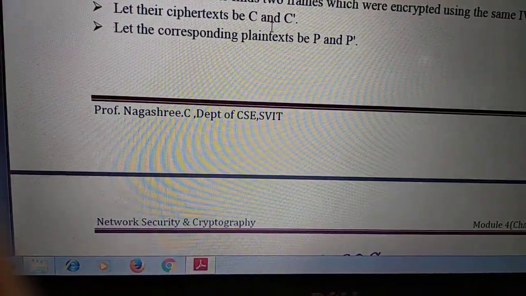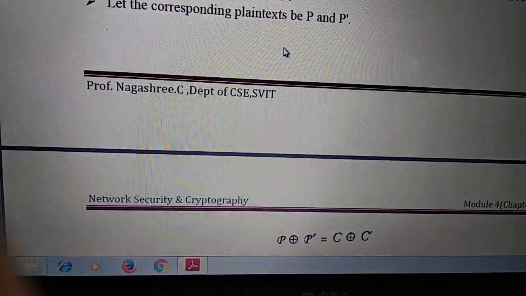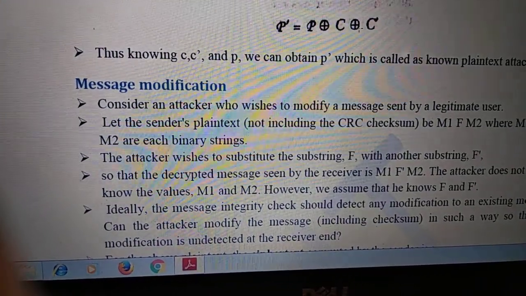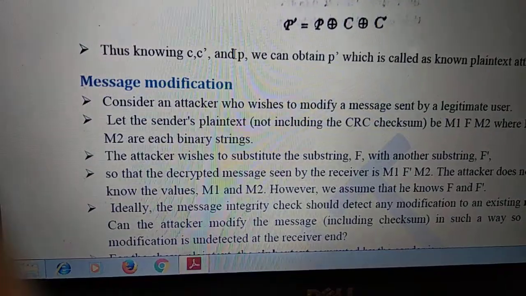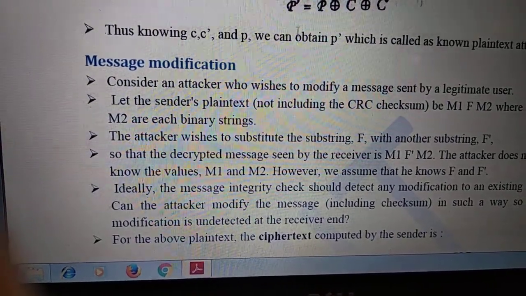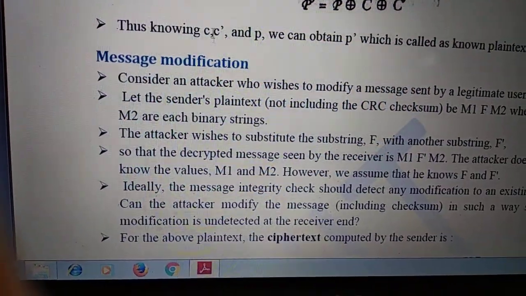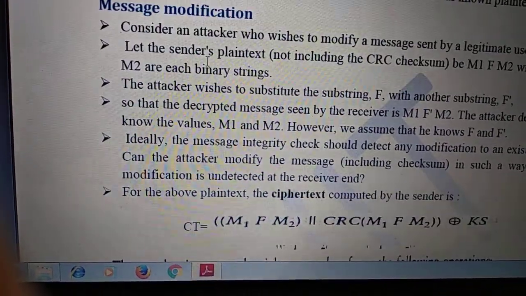Whatever we assume, the cipher text can be C dash and the plain text P dash. So the attacker can easily find out through this property. That is an attack where he obtains P dash by having all of these, which is called the known plain text attack.